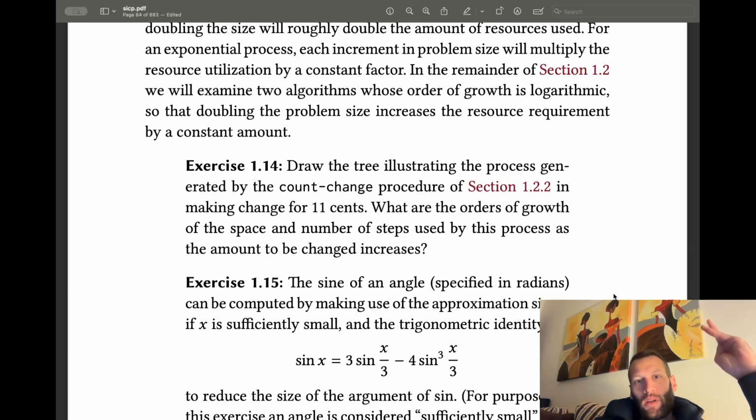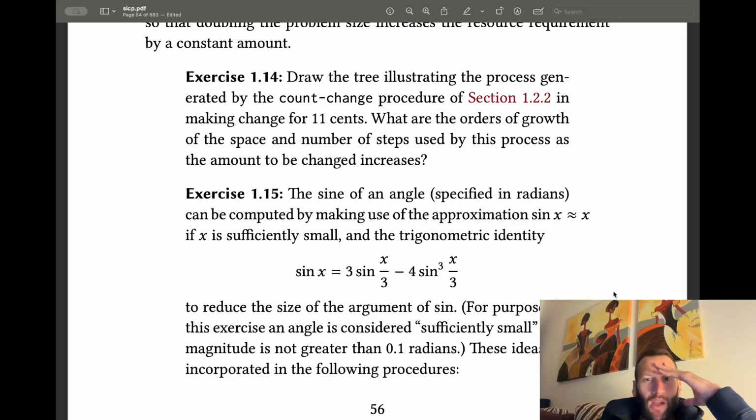Exercise 1.14. Draw the tree illustrating the process generated by the count change procedure in making change for 11 cents. What are the orders of growth of the space and number of steps used by this process as the amount to be changed increases?